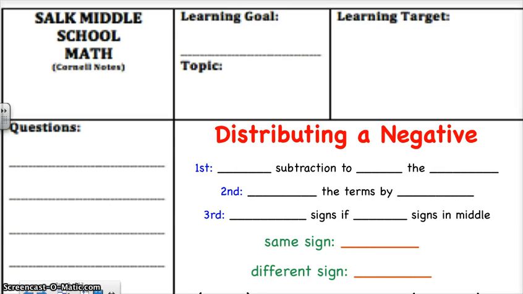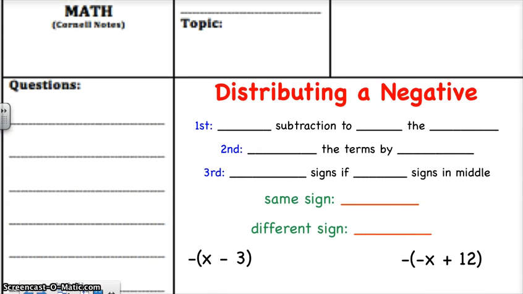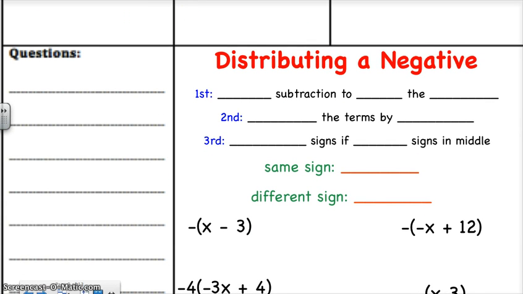All right, today we are moving to the last part of 1.7. And we're going to talk about distributing a negative. Steps for distributing a negative. Change subtraction to adding the opposite. So anytime I see subtraction, I change it to adding the opposite.